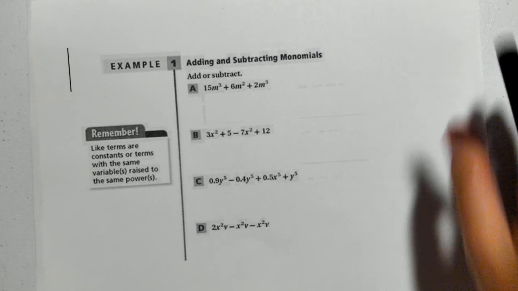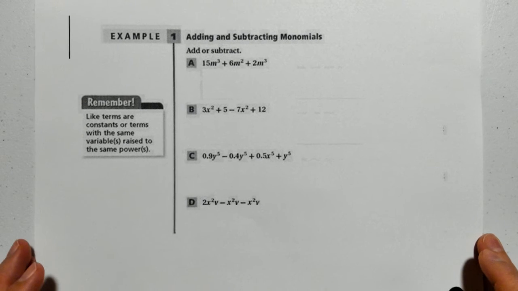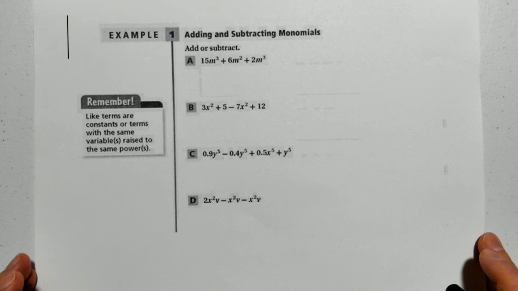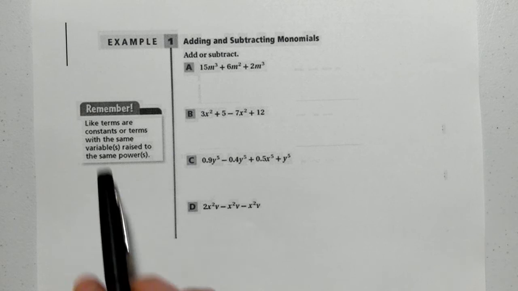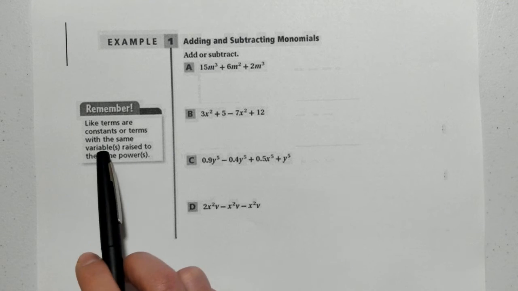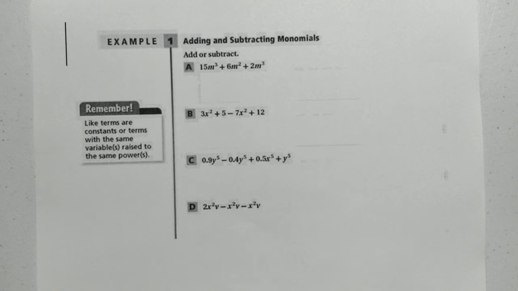So we're going to start with example 1. We're going to add and subtract monomials. So we are going to look for our like terms first. Like terms are constants or terms with the same variable raised to the same power.